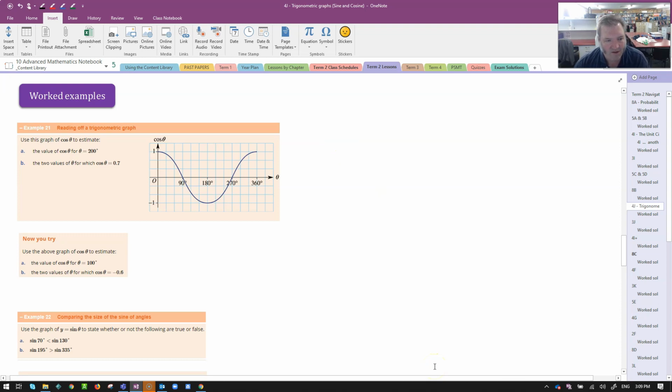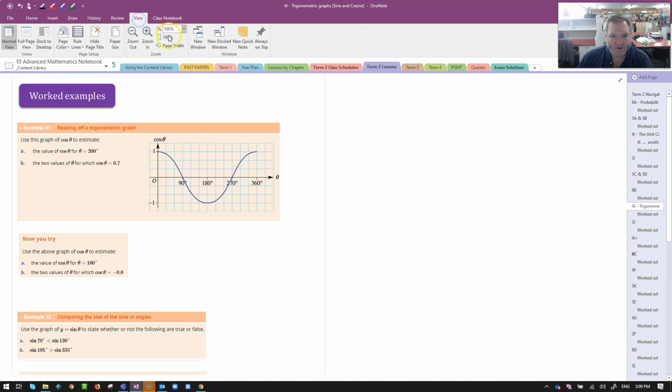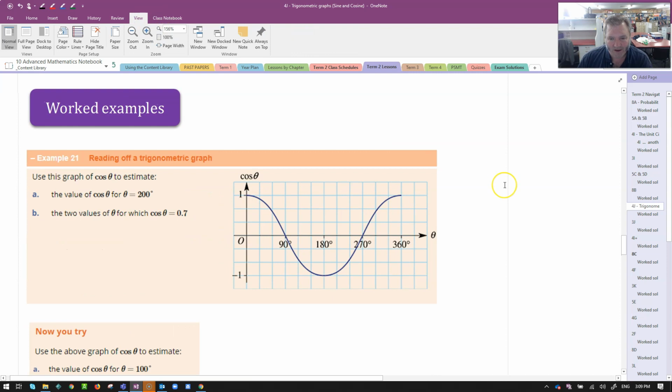So use this graph of cosine theta to estimate the value of cosine theta for theta equals 200. Now I'm going to zoom in a little bit there. Hopefully that'll make it a little bit clearer for you. So what do we do? Well, we go across to 200 degrees. There's 180. These are going up in 30-degree steps, so an extra 20 degrees will be about there. Oh, I'm way down here. Now what is that value about there? Well, we're estimating. I reckon it looks like it's about 0.9-ish.